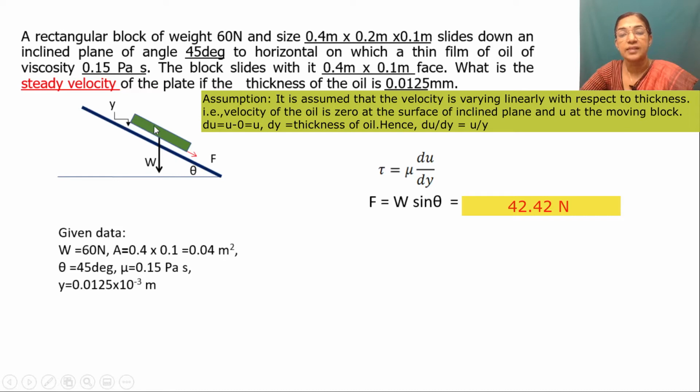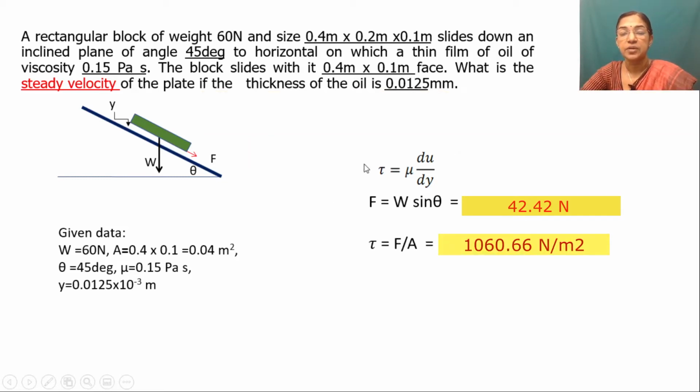The next step is to calculate the shear stress. Shear stress equals force divided by the contact area. It is given that the block slides on this face, so this is the contact area facing the direction of the motion. The contact area equals 0.4 meter into 0.1 meter, which we can calculate as 0.04 meter square.